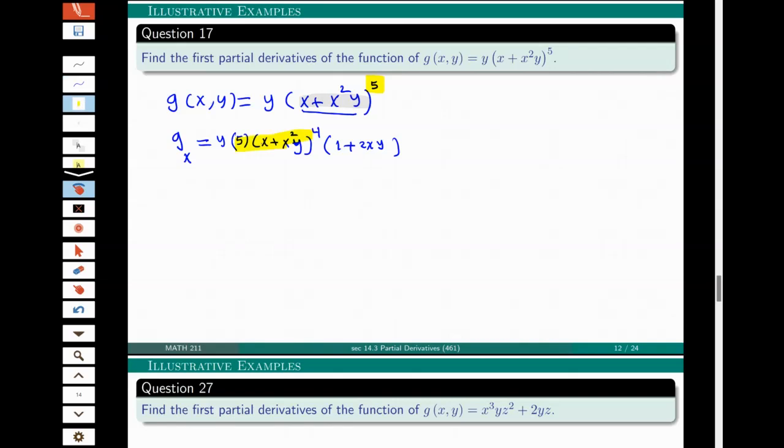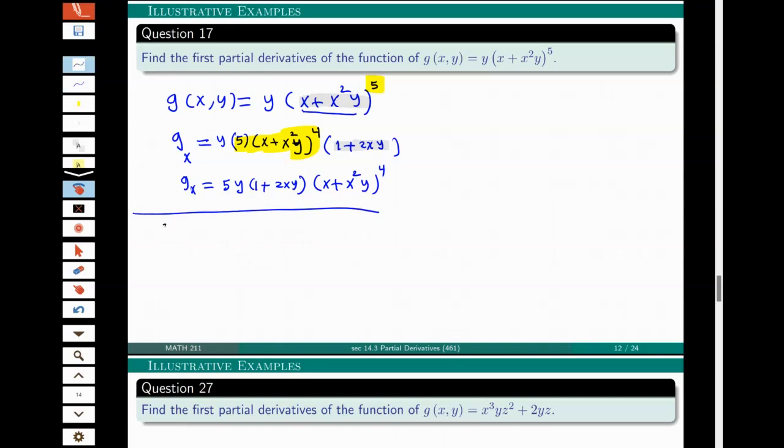So that's the derivative of the outside, which is 5 to the power 4. A derivative of the inside with respect to x, a derivative of x is 1, a derivative of x squared y equals 2x times the constant. Okay, now that is regarding g sub x. I'm just rewriting it. It's 5 times y times 1 plus 2xy times x plus x squared y to the power 4.